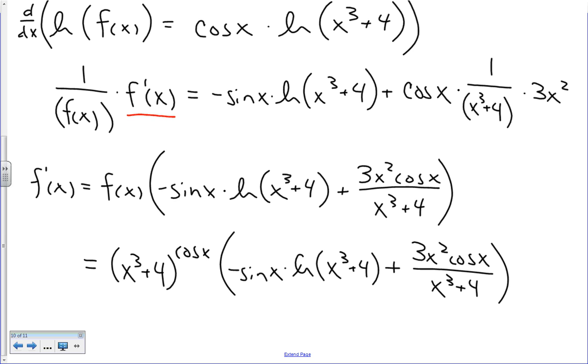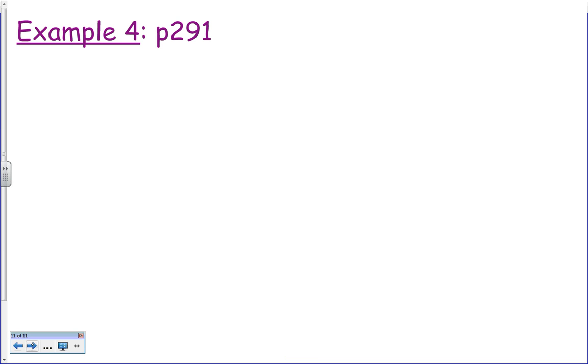All right, let's take a look at one more example. So again, here's an example that we just saw here for example 3. The only method you have is logarithmic differentiation. Have to use that technique and then use implicit differentiation. Let's take a look at another example.